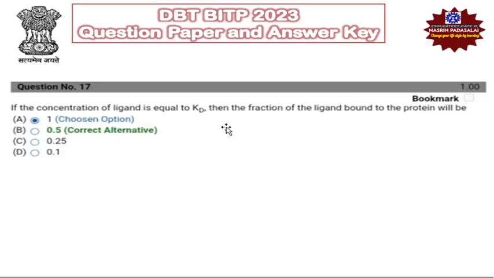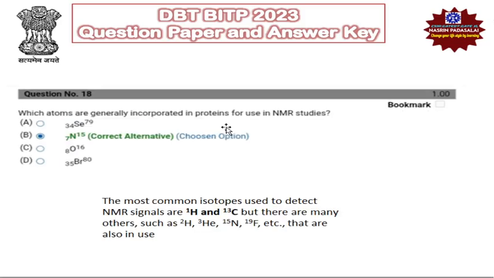So next question, if the concentration of ligand is equal to Kd, then the fraction of ligand bound to protein will be... ultimately if the concentration of ligand is equal to Kd, then what will be there? The fraction of ligand bound to protein will be half. So 0.5 is the correct answer.